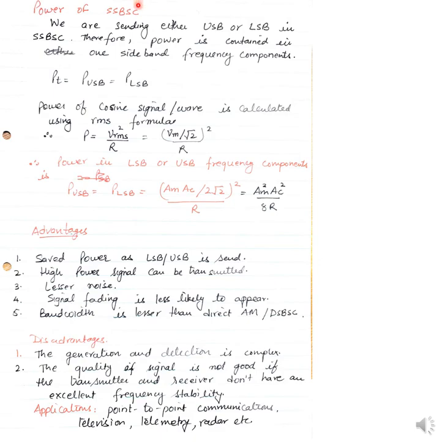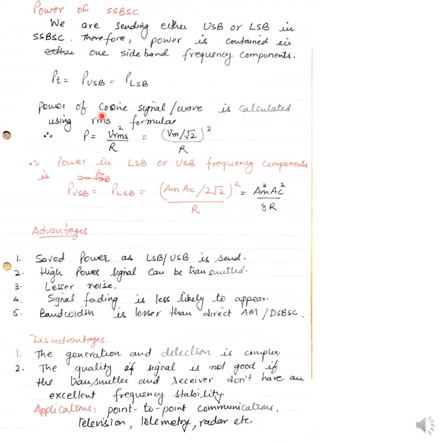Now the power of SSB SC. We are sending either USB or LSB in SSB SC, so the power is contained in one sideband frequency component. So you can say total power equals P USB equals P LSB. The power of a cosine wave is calculated using the RMS formula. So P equals V RMS squared divided by R, where R is the resistance of the circuit in which you are calculating the power.